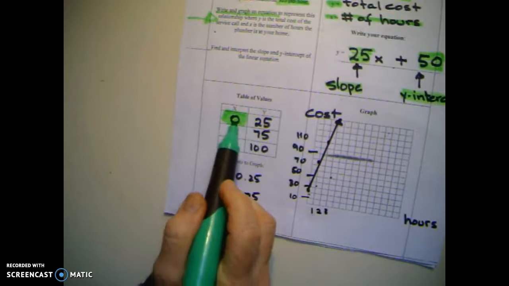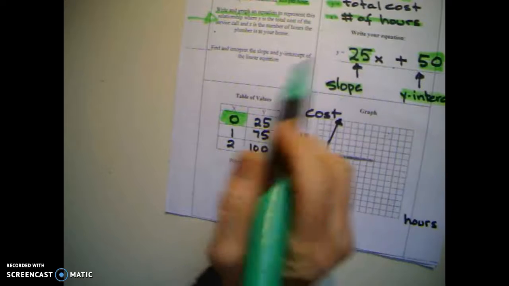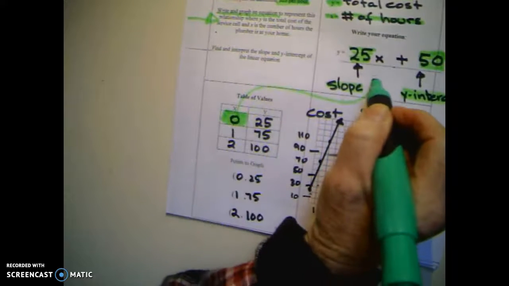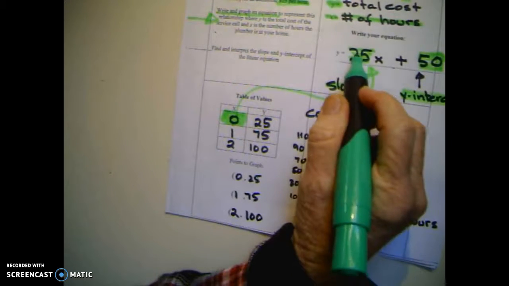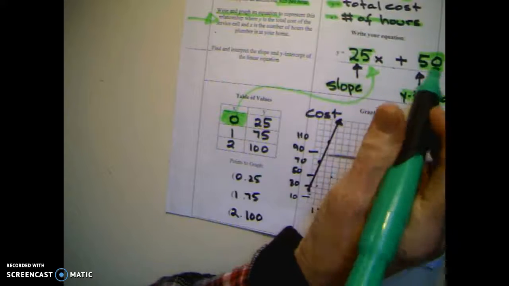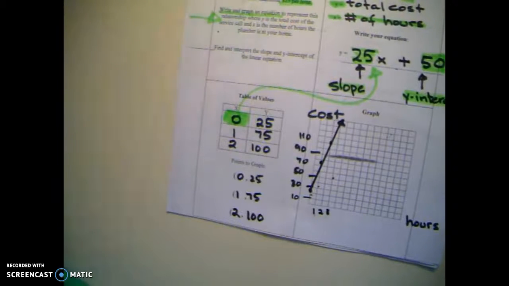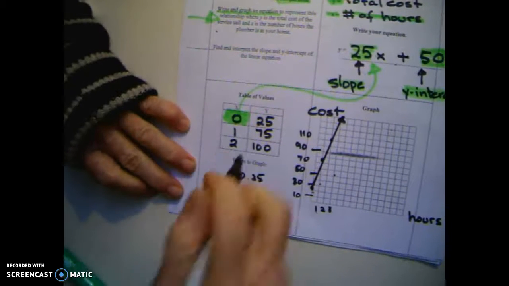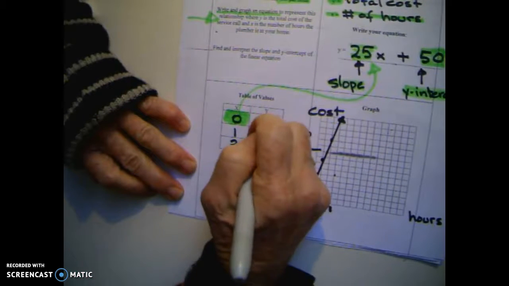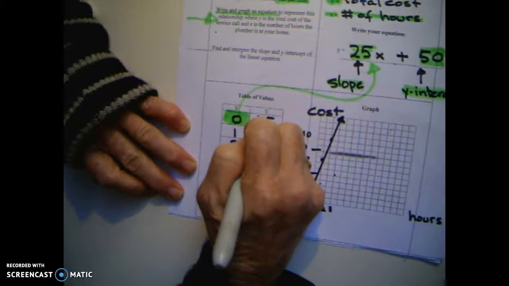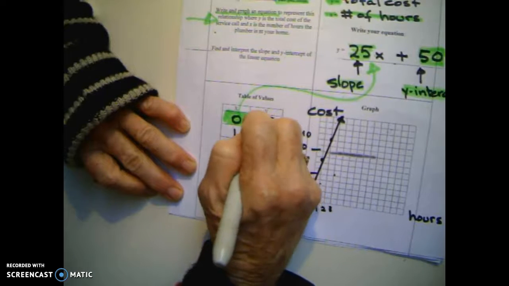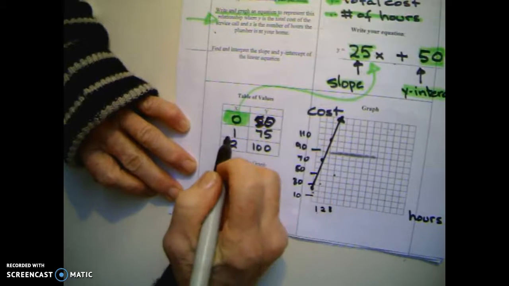So I know when x is 0, I plug it in right over here. When x is 0, 25 times 0 is 0, 0 plus 50. Oh, it is not 25, excuse me. It is 50, which is his charge. So I made my own little mistake here. So when x is 0, that's my y-intercept, that's where it should be, at 50.